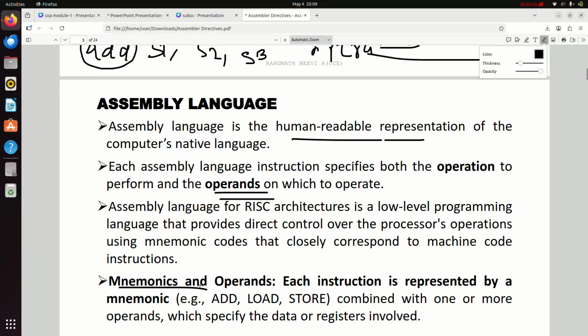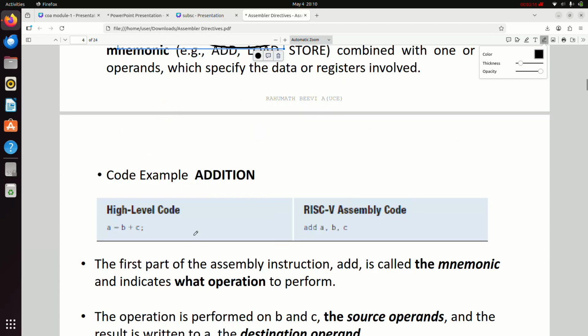Okay, mnemonic is the operation, and operands are the data on which this operation is happening. And when the question is like what is assembly language, then you will say that assembly language is a human readable representation of a machine language. Understood that? You will say.